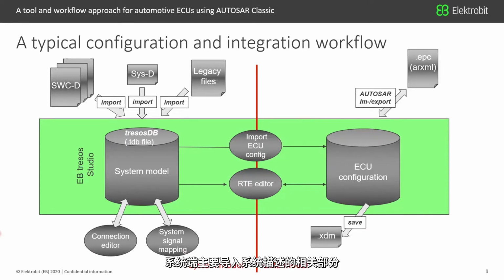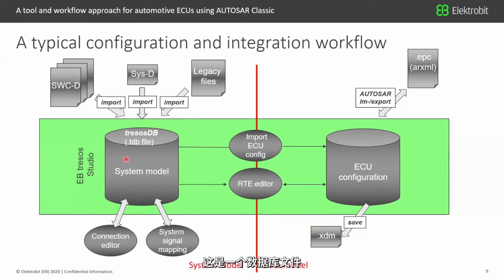The system side is mainly filled by importing the relevant parts of the system description, and EB tresos Studio itself can only selectively modify this data. The import is illustrated here. EB tresos Studio has a bunch of different importers, mainly, of course, the AUTOSAR system description language is supported here, but due to some projects still using legacy files like DBC files and FIBEX files, the legacy files can also be imported here. All of this ends up in the EB tresos internal system model.